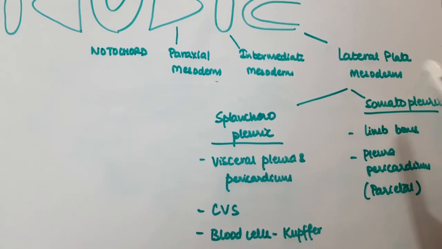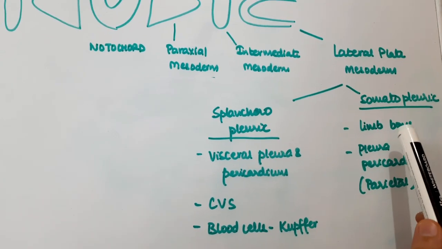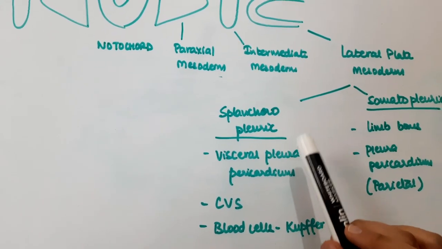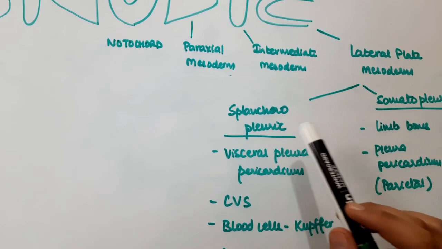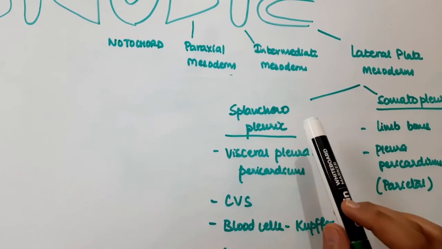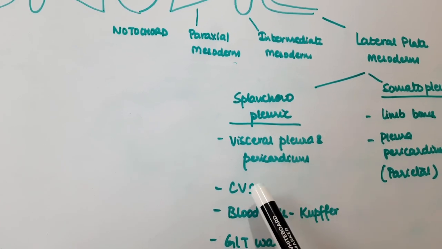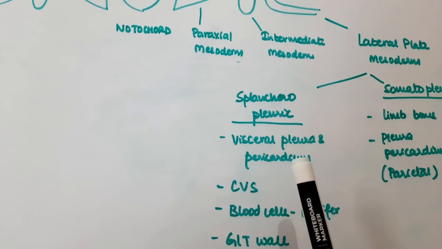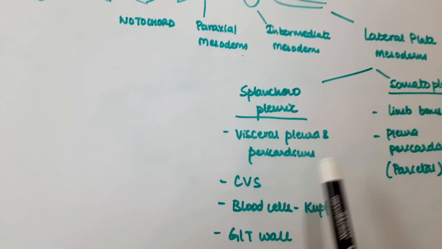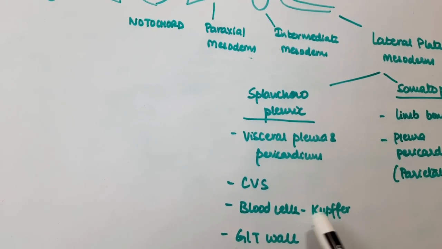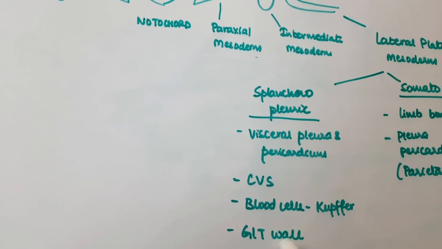Finally, the lateral plate mesoderm can be divided into splanchnopleuric and somatopleuric mesoderms. The splanchnopleuric layer gives rise to the visceral pleura and pericardium, which is attached to the viscera, that is, attached to the lungs and the heart. Along with that, it also gives rise to CVS, including the epicardium, endocardium, myocardium and the blood vessels. It gives rise to blood cells like Kupffer cells and the wall of the gastrointestinal tract.